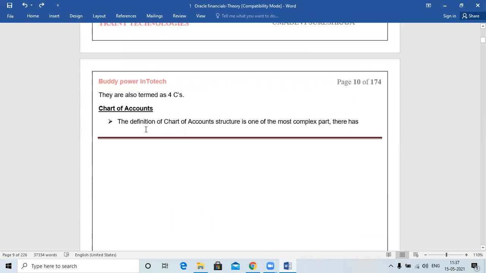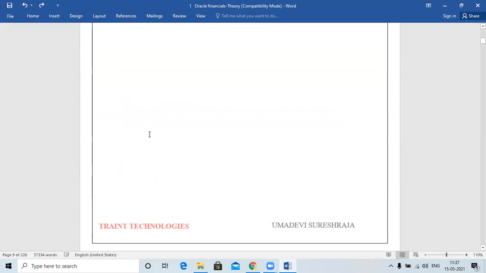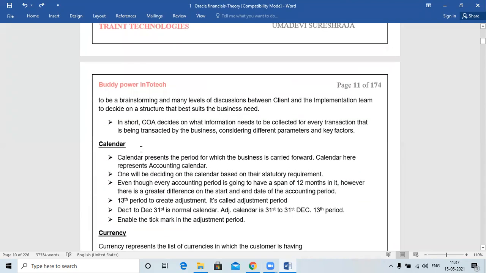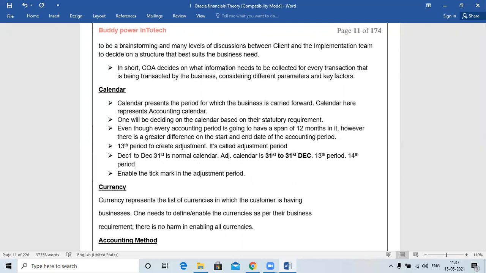What is the chart of accounts? There is the 4C: chart of accounts, calendar, currency, and accounting method. Calendar, you know, is a normal calendar of 12 months, 1st to 31st. An adjustment calendar is the adjustment period, which is 31st to 31st December, mostly defined as a 13th period. One may have multiple adjustment periods. We can have a 13th period, a 14th period.